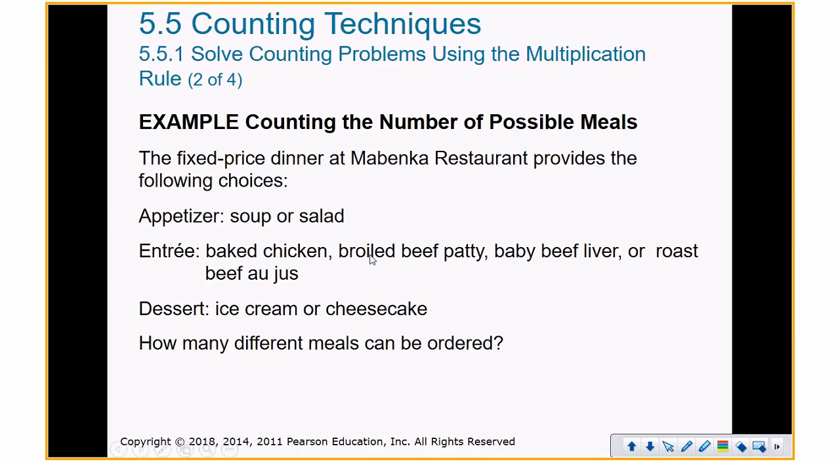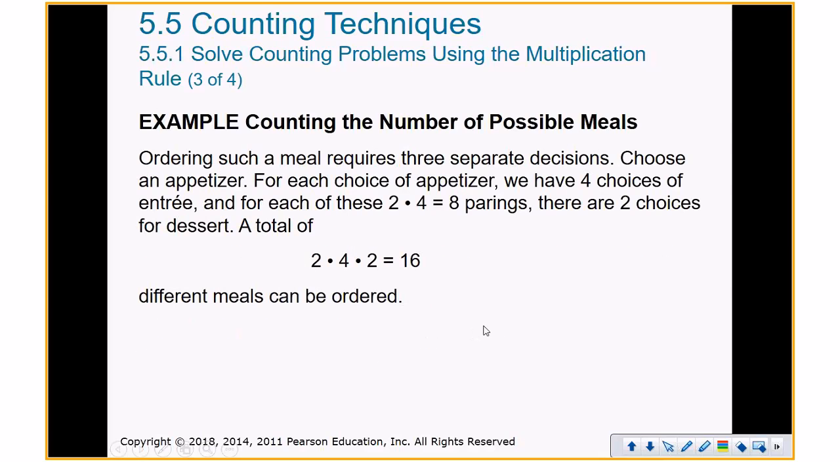Entree: baked chicken, broiled beef patty, baby beef liver, roast, whatever. Okay? Dessert: ice cream or cheesecake. How many different meals can be ordered? There, 2 times 4 times 2. You just multiply the 2 courses times 4 courses times 2 courses. Simple as that.